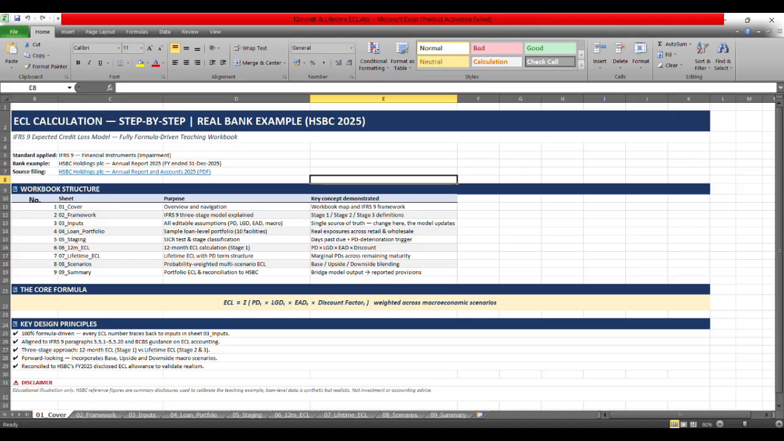So here's our starting point, the cover sheet. Think of this as the dashboard for the whole workbook. You can see we have 9 sheets in total. Each has one very specific job.